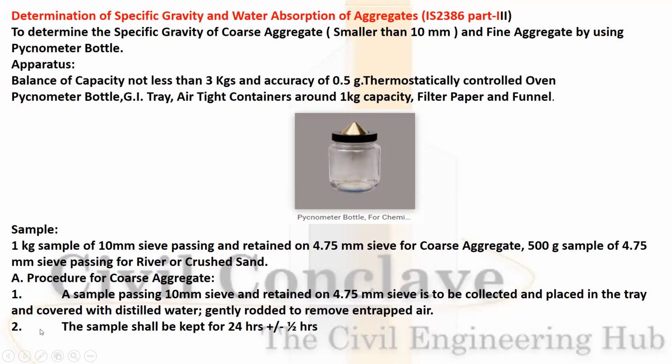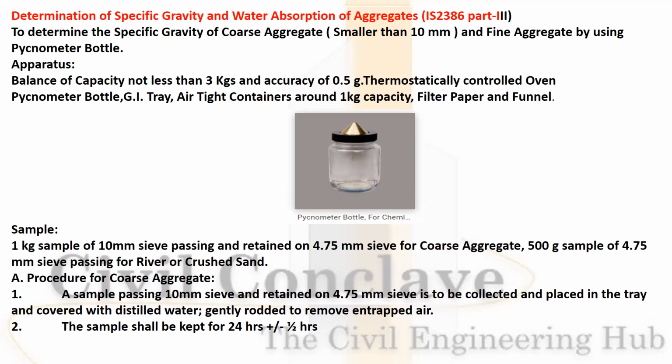Sample: 1 kg of sample passing through 10 mm and retained on 4.75 mm for coarse aggregate, and 500 grams of sample passing through 4.75 mm for river and crushed sand.